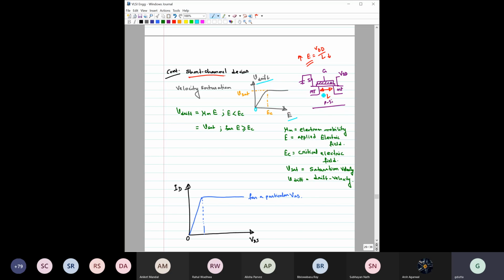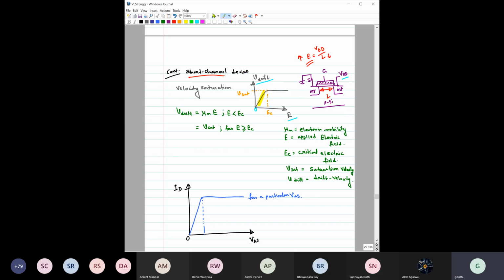Suppose you are operating in this region, and when you increase VD, the electric field increases, the velocity increases, and the carrier is moving fast, right? But when you have crossed this EC, that phenomenon is not observed. The velocity becomes saturated.